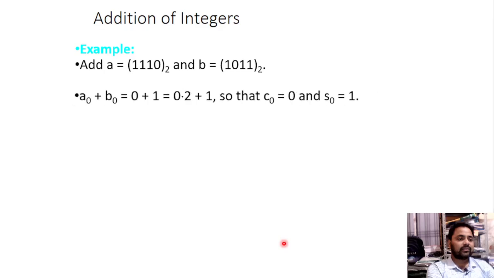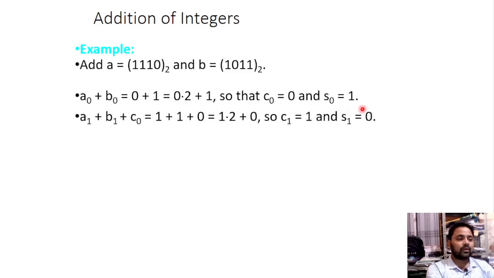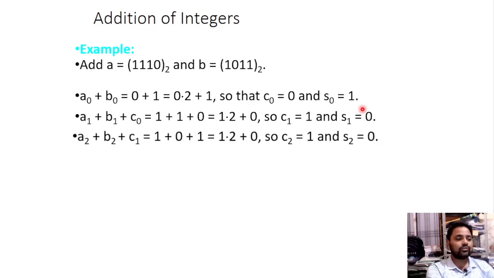Here are some examples. If a is equal to 1110 to the base 2 and b is equal to 1011 to the base 2, then a_0 plus b_0 is equal to 0 plus 1 equals 0 times 2 plus 1, so that c_0 is equal to 0 and s_0 is equal to 1. a_1 plus b_1 plus c_0 is equal to 1 plus 1 plus 0, which is 1 times 2 plus 0, so c_1 is equal to 1 and s_1 is equal to 0.